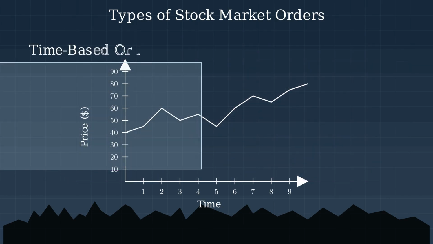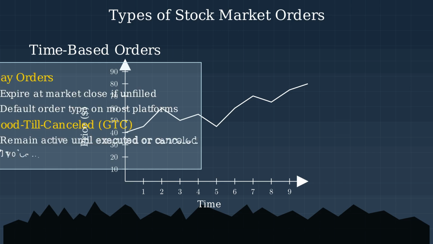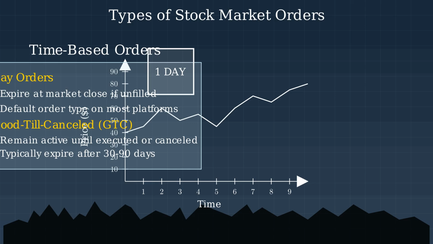Stock market orders also vary based on how long they remain active. Day orders automatically expire at the end of the trading day if they aren't filled. These are the default on most trading platforms. Good till canceled orders remain active until they're executed or manually canceled. Most brokers set a maximum duration of 30 to 90 days for these orders.